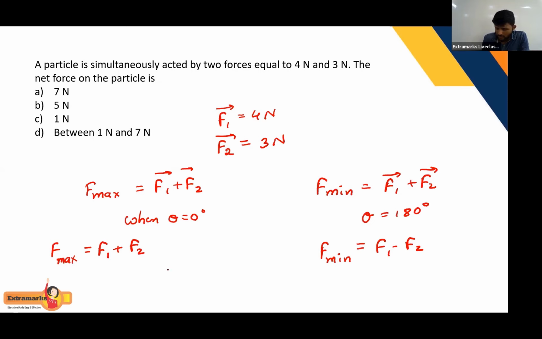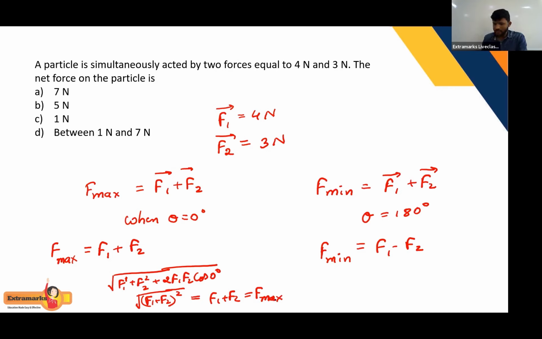How do I get this? I put the value of theta. Let's say I have taken F square, F1 square plus F2 square plus 2F1 F2 cos 0. Cos 0 means 1. So it will be F1 plus F2 the whole square. So you will get F1 plus F2. This is the maximum value the resultant of two vectors can have. Similarly, when I use cos 180, I will get -1. So under root a minus b the whole square, right?